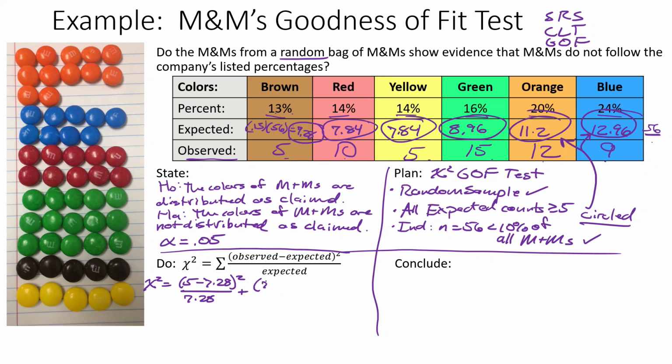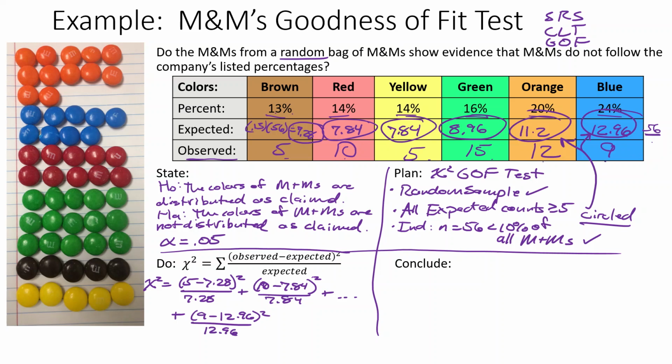plus, and then we have to keep going. It'd be 10 minus 7.84. It does not matter if you switch the order on these. The important part is just getting the right number on the bottom. Plus dot, dot, dot, and then we can go to the last one. So dot, dot, dot means just keep going, following that same pattern. The last one would be 9 minus 12.96 squared over the expected, so that's 12.96. All right, and that'll give us our chi-squared.